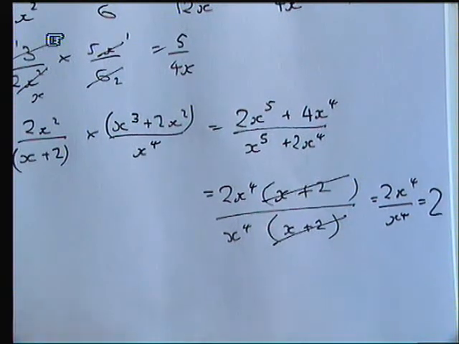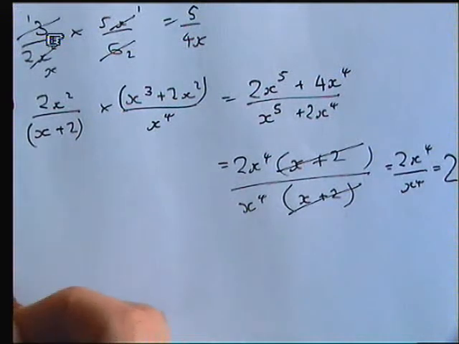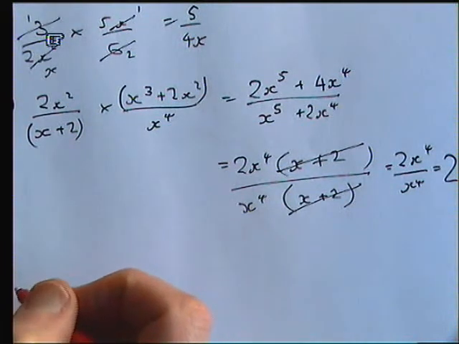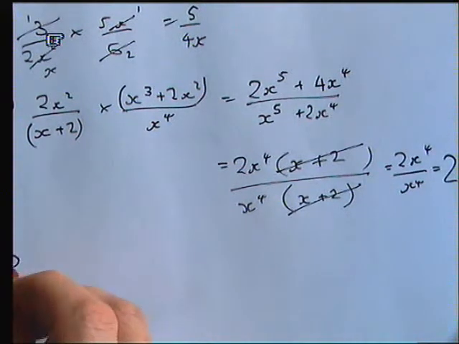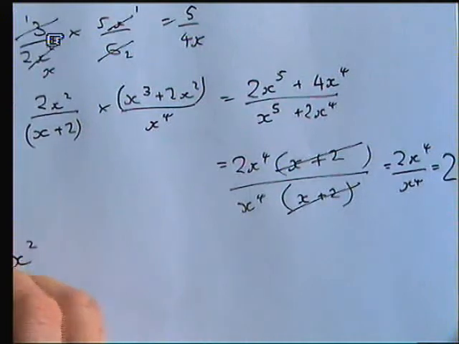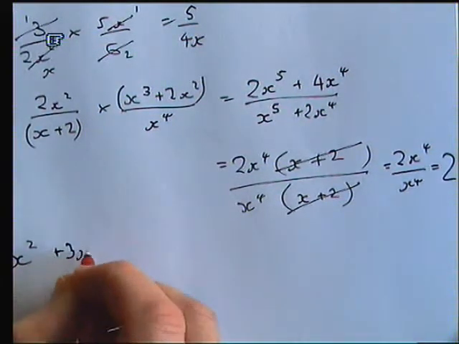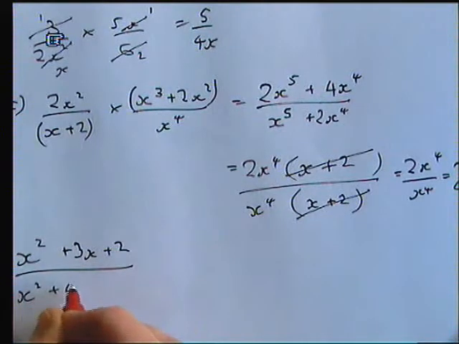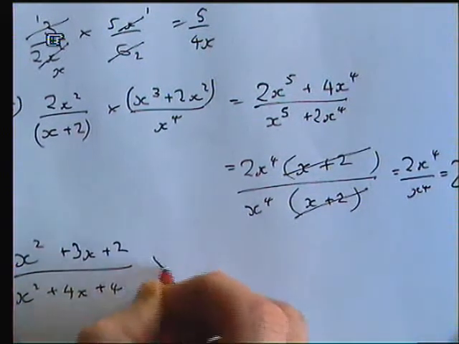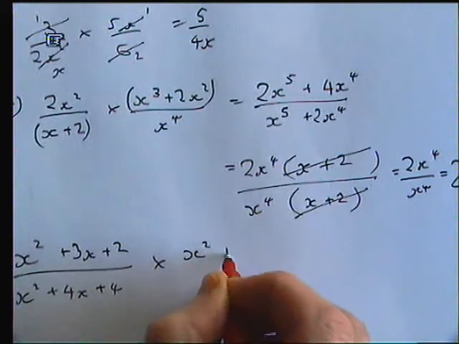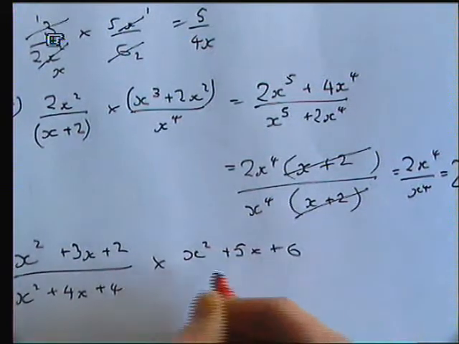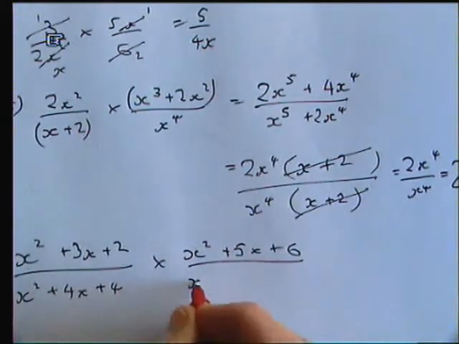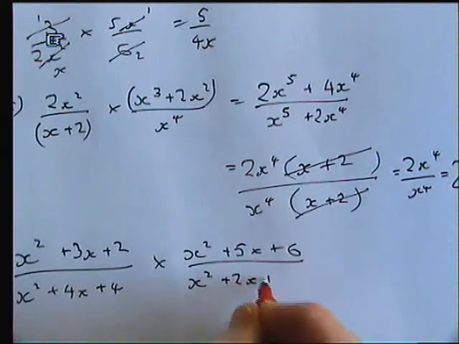George, question 3, which part? D. D of question 3. Oh goodness, it's a long one. X squared plus 3x. Somebody just check I'm copying this out correctly as I do it. X squared plus 4x plus 4 times x squared plus 5x plus 6 over x squared plus 2x plus 1.